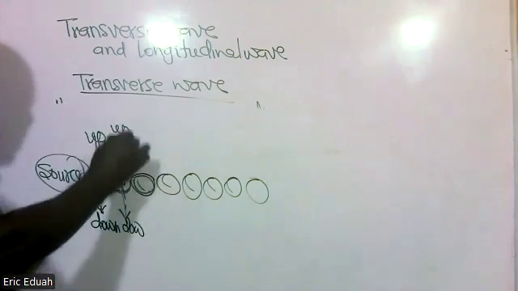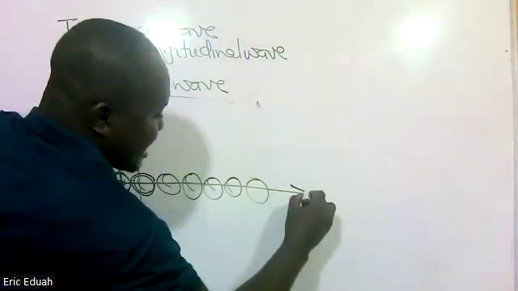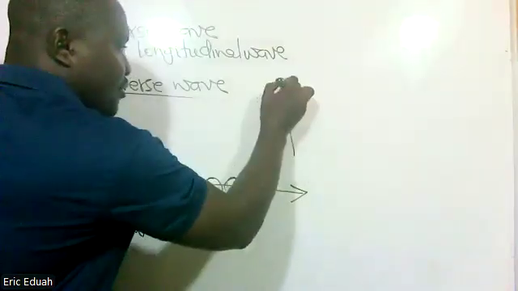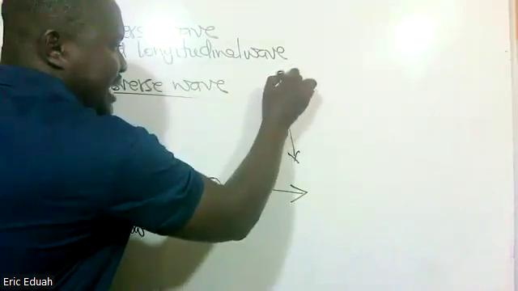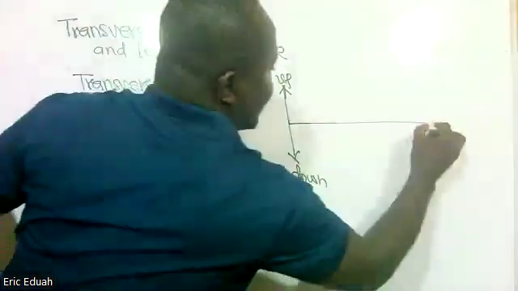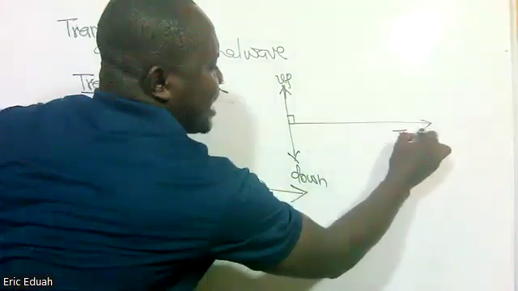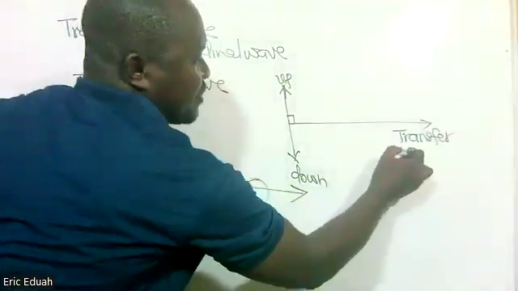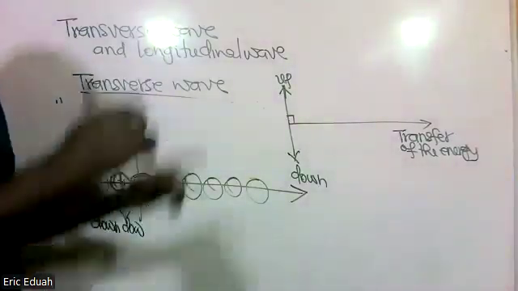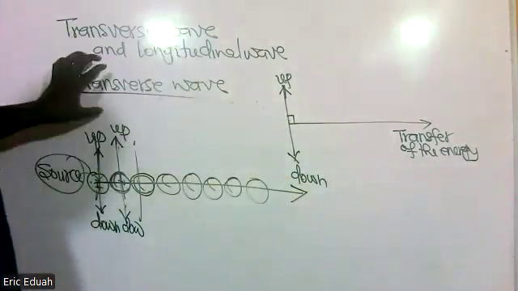Now, as the particles vibrate in this manner, the energy is transmitted perpendicularly to the direction of vibration of the particles. So under this classification, we have particles vibrating in an up and down manner, and the energy transmitted through the particles is perpendicular to the vibration of the particles. So this arrow is a transfer of the energy, which is actually the wave. This kind of wave formation is what we term as transverse wave.